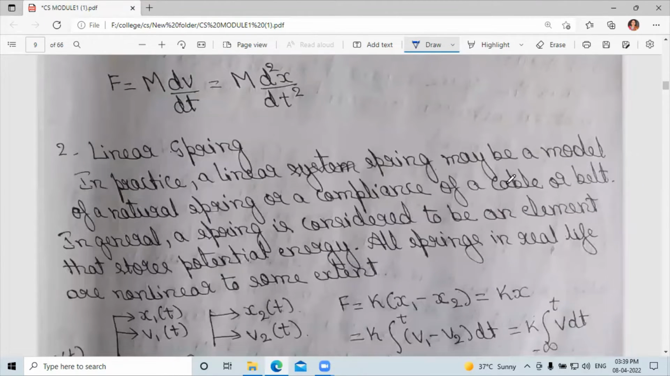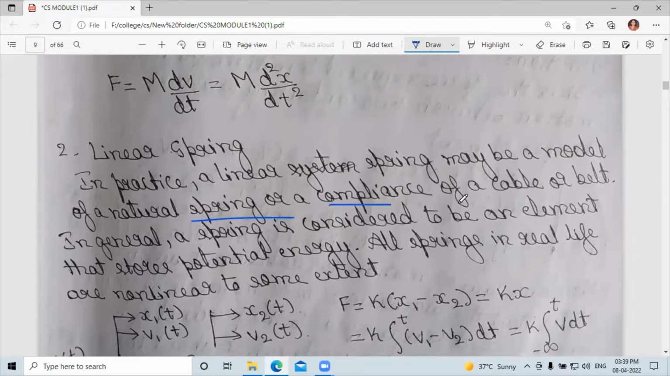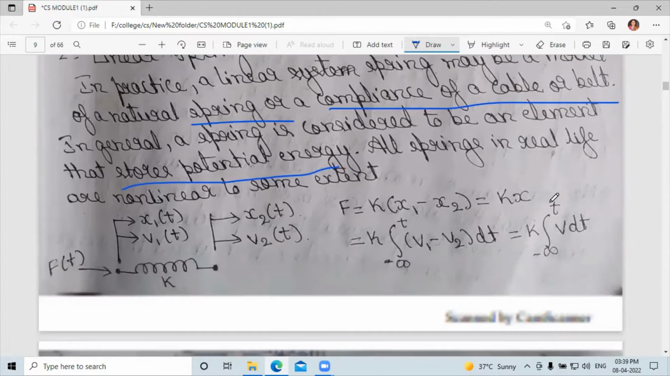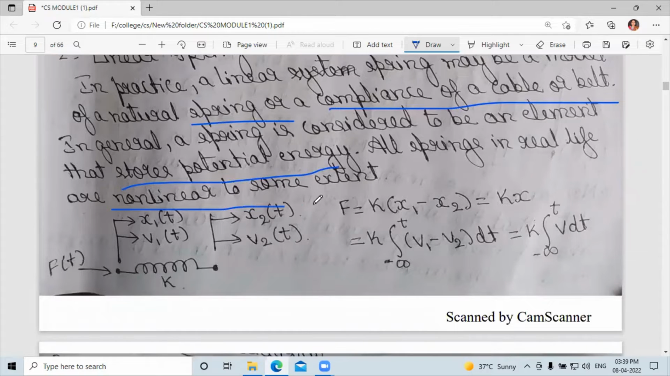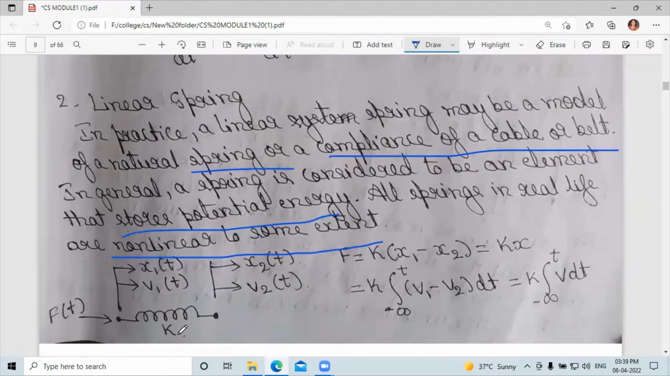Next is a linear spring. Here a linear spring may be a model of a natural spring, or it may be a cable or belt. In general, it stores potential energy. All springs in real life are non-linear to some extent. So the linear spring symbol is like this, and we indicate it in terms of K.